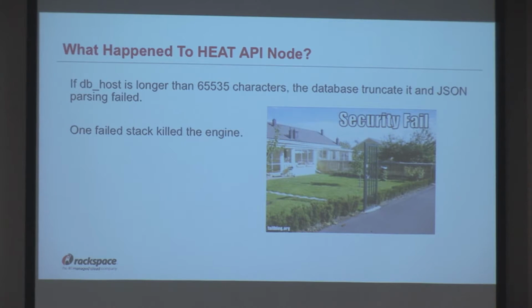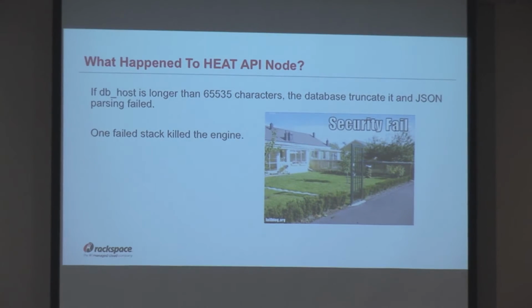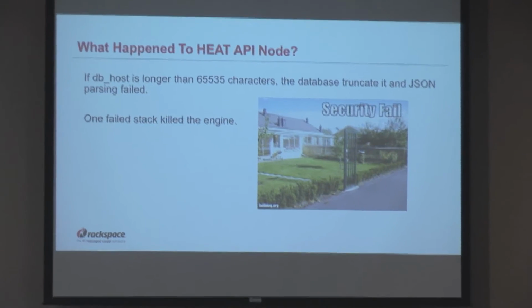In their database, they have a maximum length for all the data elements. For DB host, it's that size, and anything bigger than that will be truncated. When the API node is working on the back end, it gets all the elements from the request and builds a huge JSON, and then tries to pass that JSON to their templates to decide how many servers you're going to spin up. In the original design, they try to validate the whole stack. So even if one stack was truncated and is invalid, it just keeps trying to validate. It's a dead loop, and in the end, it kills the engine. Let me go to the next one.